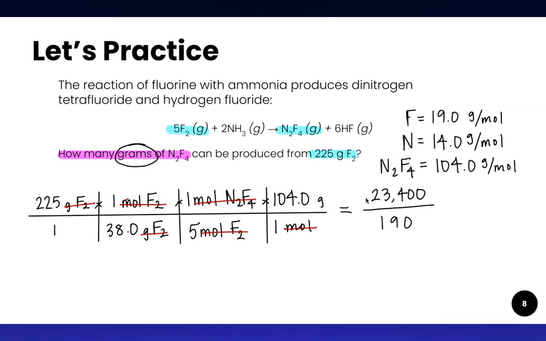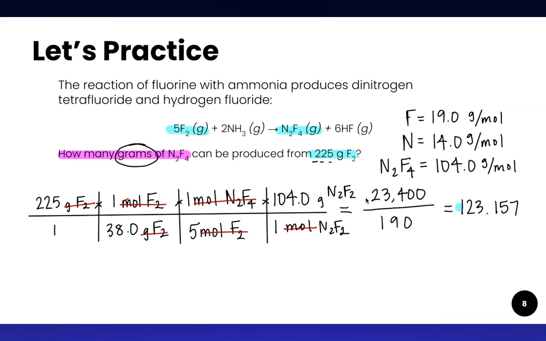My apologies, I should be more specific. Okay, so 23,400 divided by 190. My calculator says 123.157. Don't forget your significant figures during these problems, okay? So the problem gave you 3 significant figures. So that's how many should be in this question.